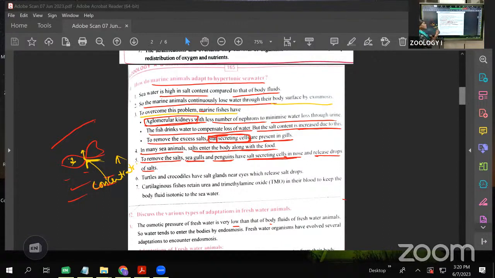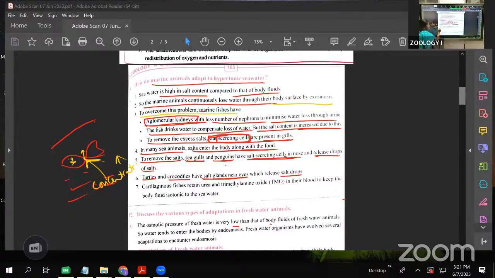Clear? Next, turtles and crocodiles have salt glands near the eyes. For removing the salt from marine water, fishes have salt secreting cells in the gills. Seagulls and penguins have salt secreting cells in the nose, and turtles and crocodiles have salt glands near the eyes for releasing the salt.